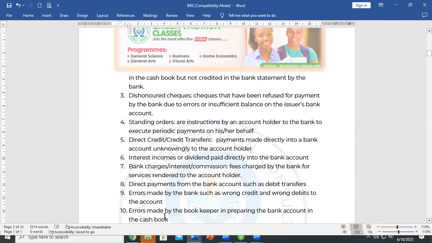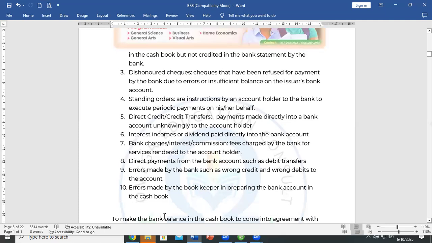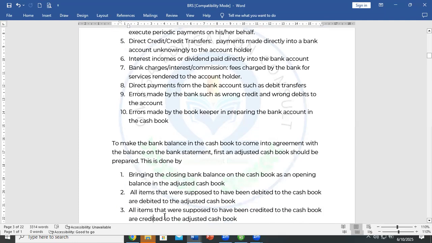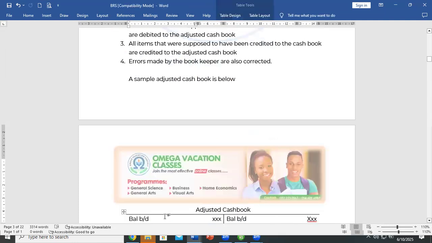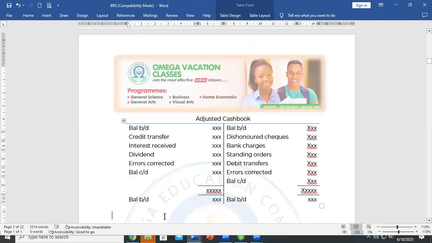Okay, so professors, these are how many? 10 causes of the differences between the balance on our bank statement and the balance on our cash book. Please, any question up to this point? Any question, professors?